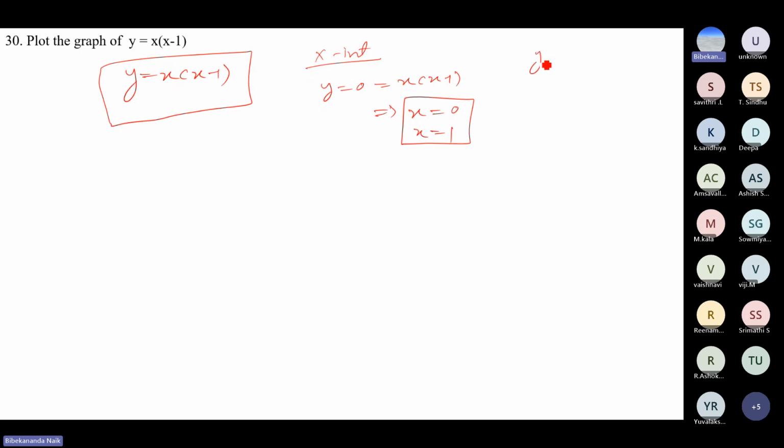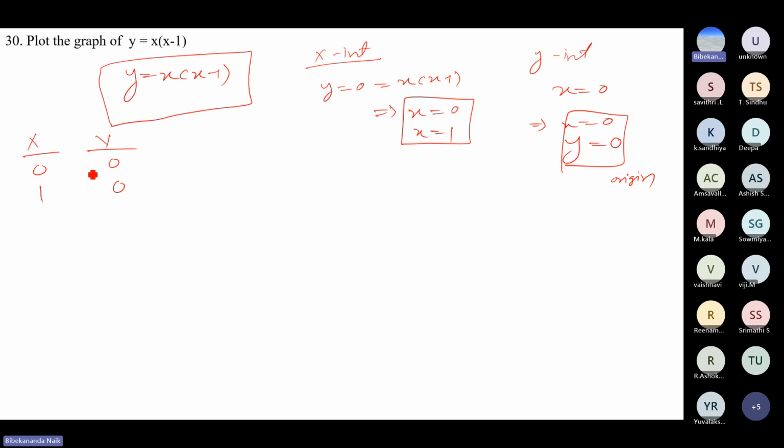And then for the y-intercept, we put x equal to 0. So when you put x equal to 0, then y equal to 0. So the graph passes through the origin. So x equal to 0, y equal to 0, the origin. So we got a few points. Let's list out the points. We know for x equal to 0, y equal to 0, one point we got. And for x equal to 1, y also equal to 0. So we got these 2 points.